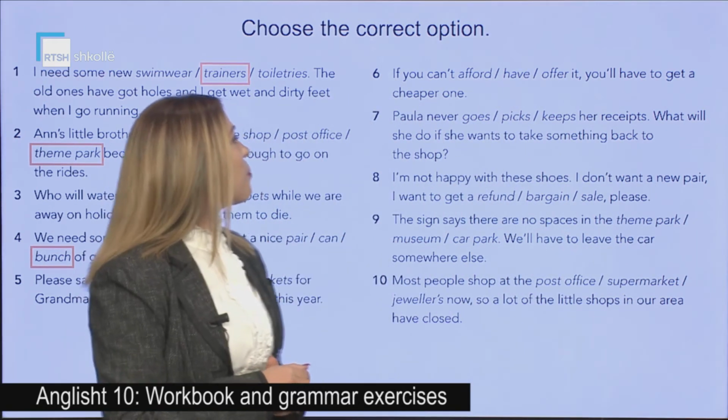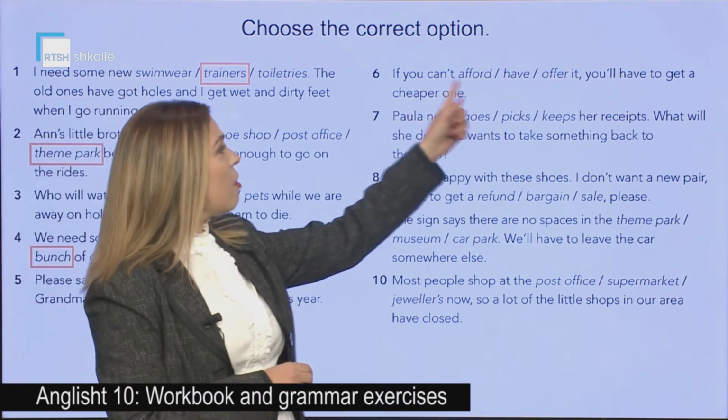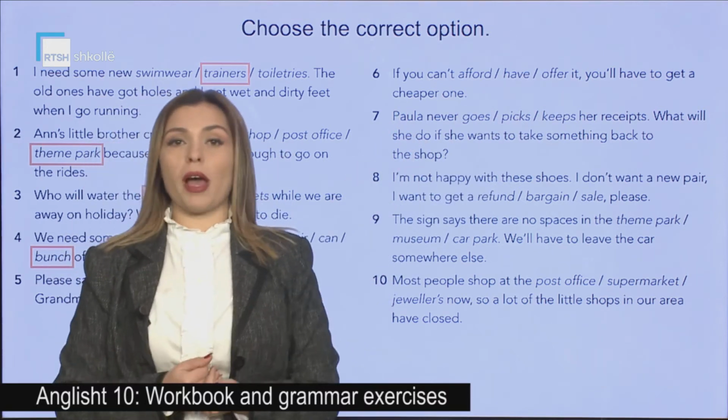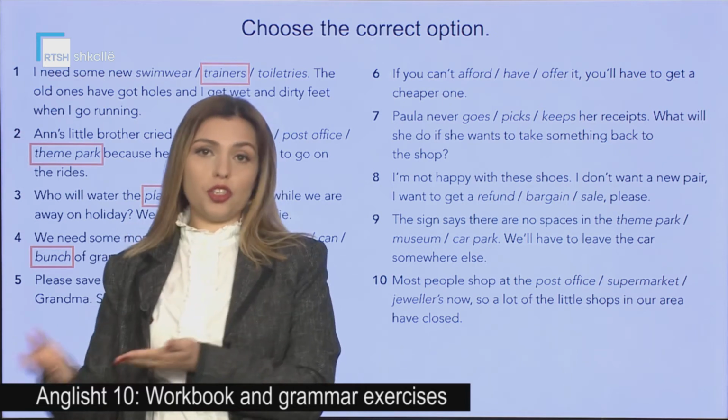Number six: If you can't afford it, you will have to get a cheaper one. Since I cannot buy this, I need to get a cheaper one.